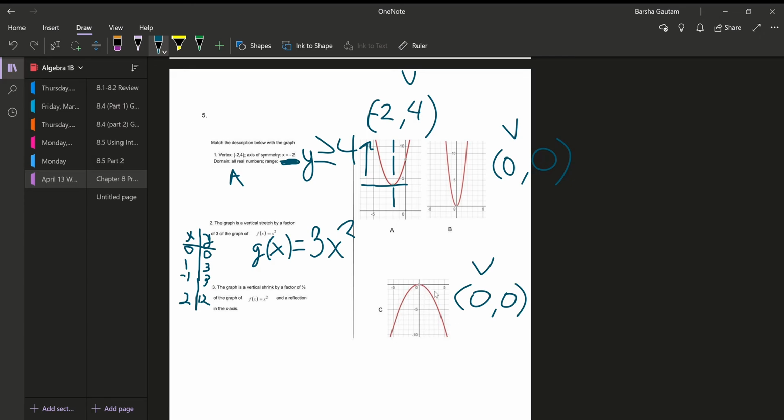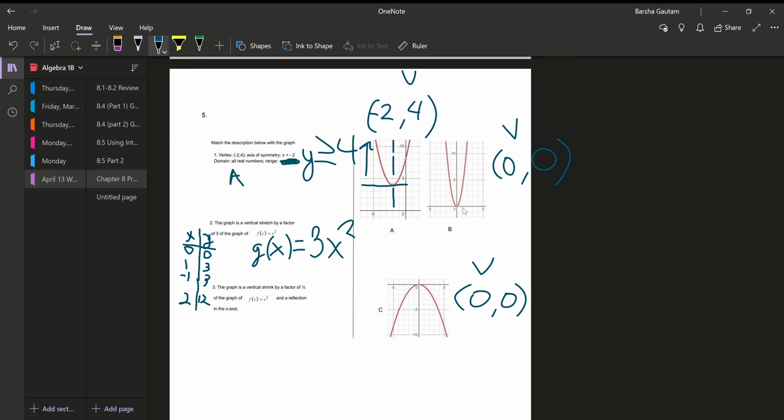This graph is facing downwards. So, knowing that it's facing down, we know that it can't be f of x is equal to x squared. Or it also can't be g of x equals 3x squared, right? Because 3 is positive. If it was negative 3, then we might have been able to consider it, but it's positive 3. So that means it'll have to be facing upwards.